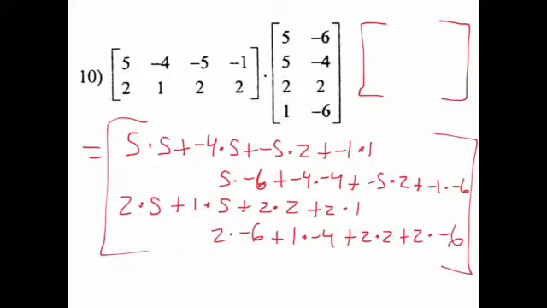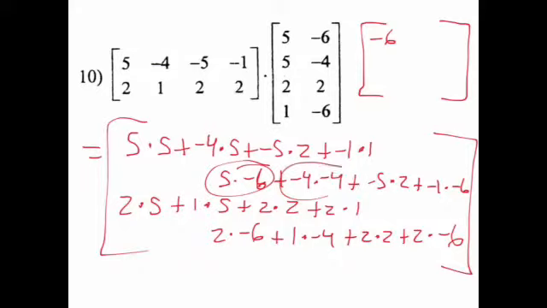5 times 5 is 25, negative 4 times 5 is negative 20, that's negative 10, and that's negative 1. So negative 1 plus negative 10 is negative 11, plus negative 20 is negative 31, plus 25 is going to give me just negative 6.